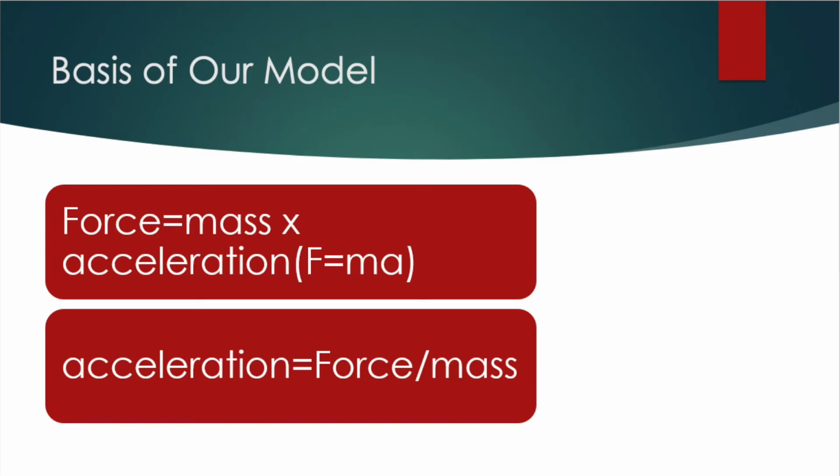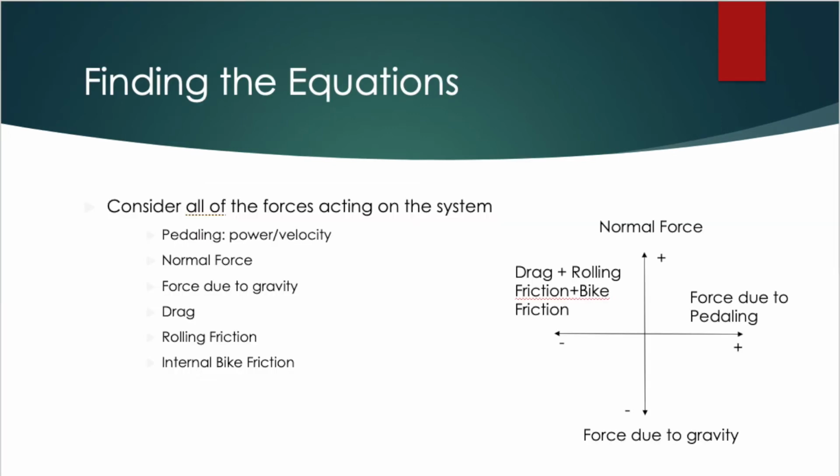Our approach to creating the model was to create a second-order differential equation and then try to create a system of linear equations out of that. And we just started out with force equals mass times acceleration, and then some algebra will give you acceleration equals force divided by mass. To get our equation for acceleration, we considered all the forces acting on the bike and the rider, and to the right on the slide is our free body diagram that shows all the forces.